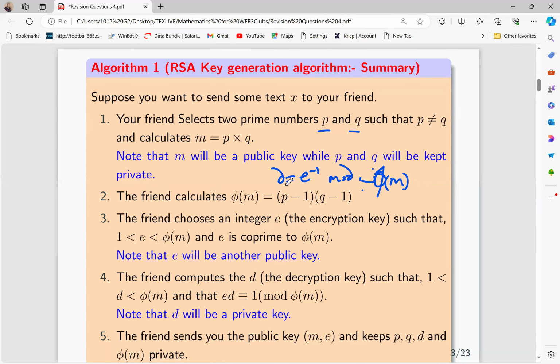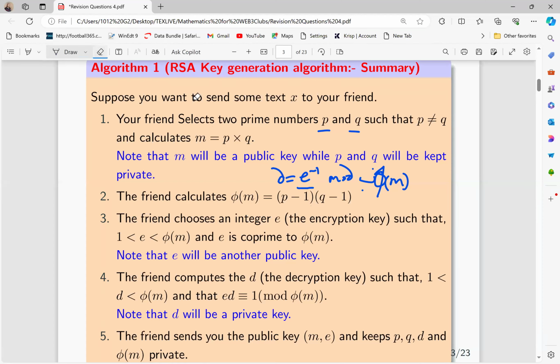So this is the only role your friend is left with, to calculate D. And the D is the inverse of E, mod phi of M. So he's calculating this inverse using any of the methods he knows. He can use the extended Euclidean algorithm, can use the Euler phi, the Euler theorem, and so on. So he has various methods to do that.